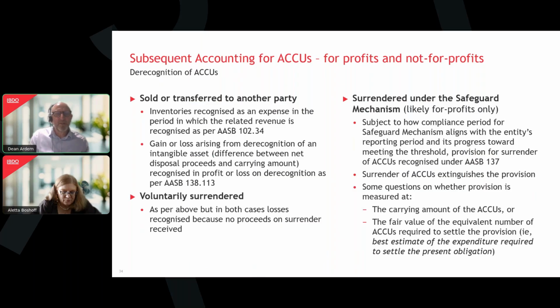There has been some discussion in the industry around what that provision should be measured at. Should it be measured at the carrying amount of the ACCU? So, I'm giving up what I paid for this and the provision is met. Or should the provision be measured at the fair value of the ACCUs, because that's the equivalent of what you would have had to surrender to remove that provision from your balance sheet? So there's a bit of discussion around that, so beware of that as well.